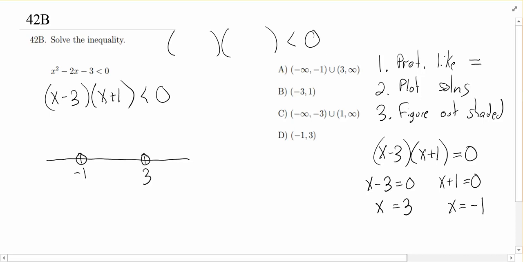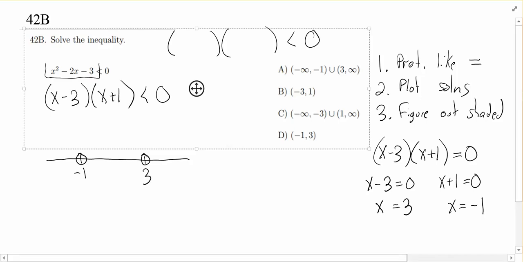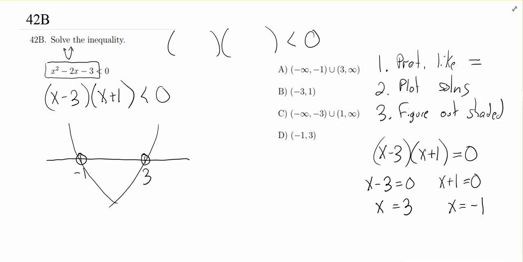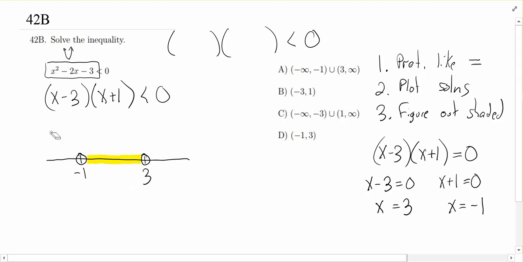because we did not allow equality in the original problem. We then have to figure out what should be shaded, the left, the middle, the right, or some combination thereof. And we have a few different ways of doing this. One way we could do it is to say, I know what the graph of this thing looks like. This is a parabola that opens up because it's a quadratic and the leading coefficient is positive. So if I want to know when this thing is under the line, since it's less than, it's simply this.